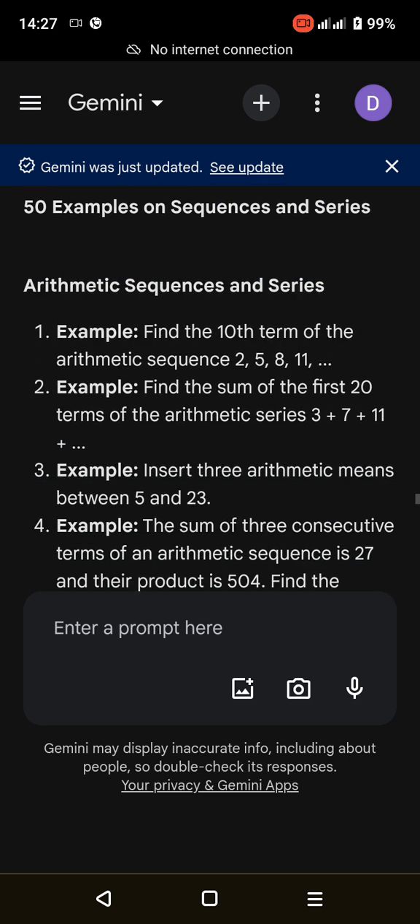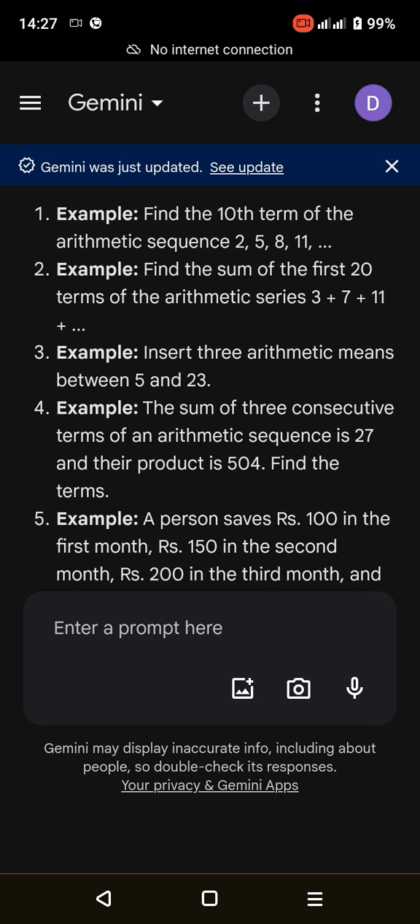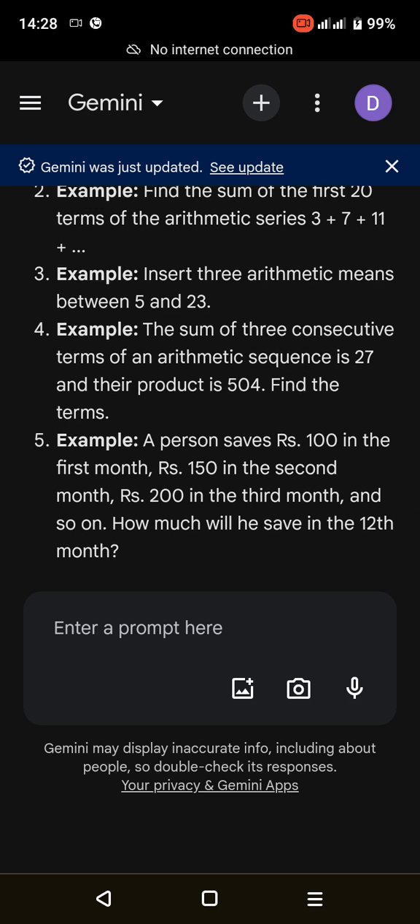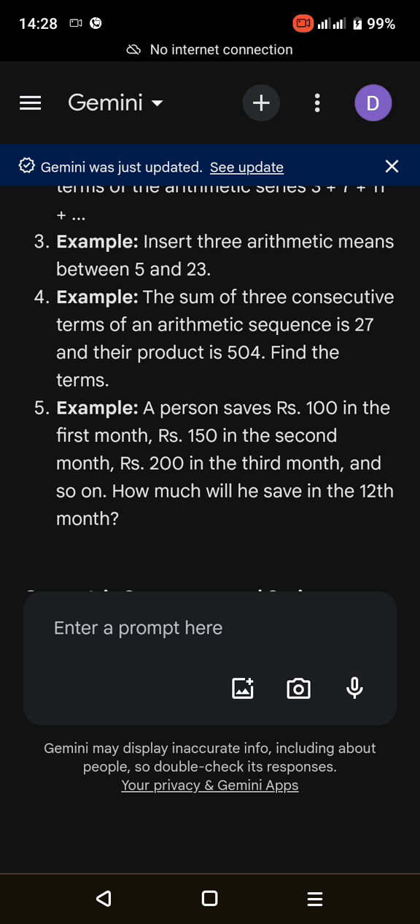57. The limit of a sequence is the value that the terms approach as n approaches infinity. 58. A convergent sequence has a finite limit. 59. A divergent sequence does not have a finite limit. 60. The Cauchy criterion can be used to determine if a sequence converges.